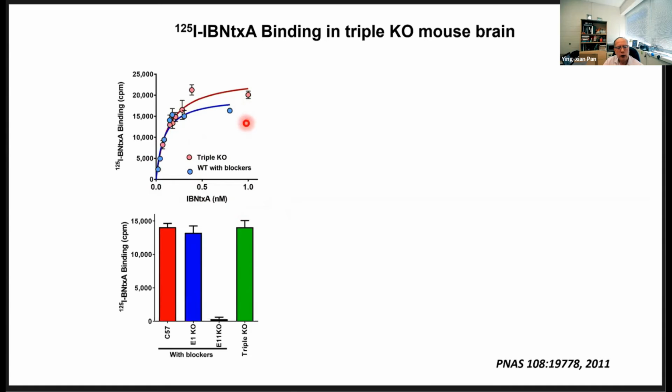Again, in the triple knockout, the only active receptor is 6TM, so it labels the same site as in the wild type with the blockers. This binding site is lost in the exon 11 knockout, but it was normal in the triple knockout mouse model.